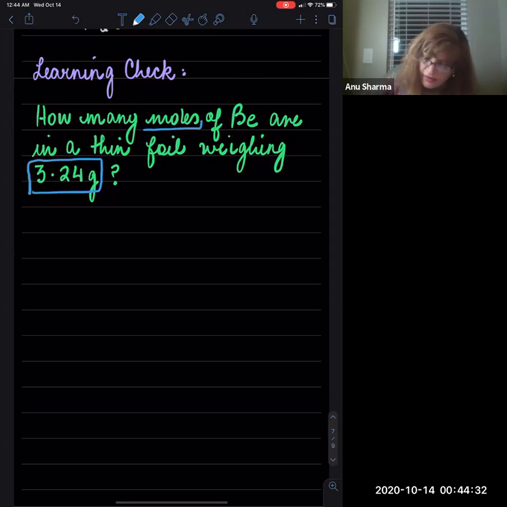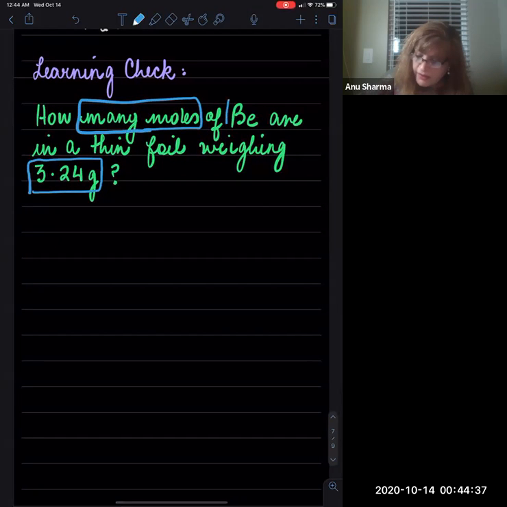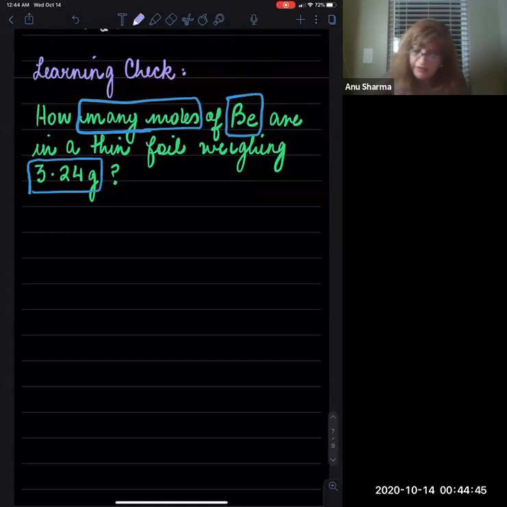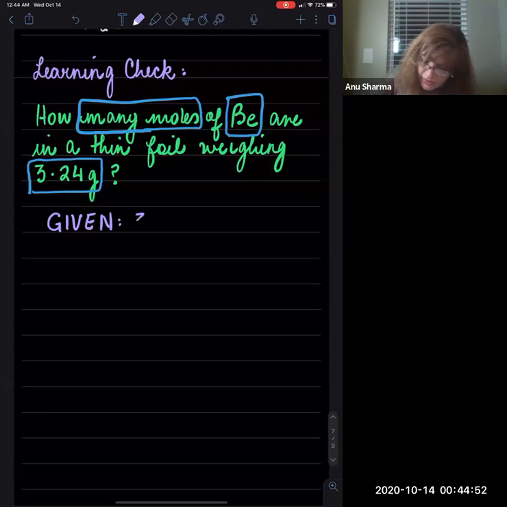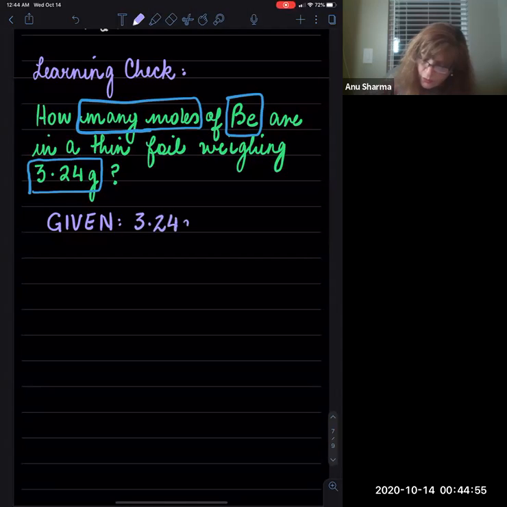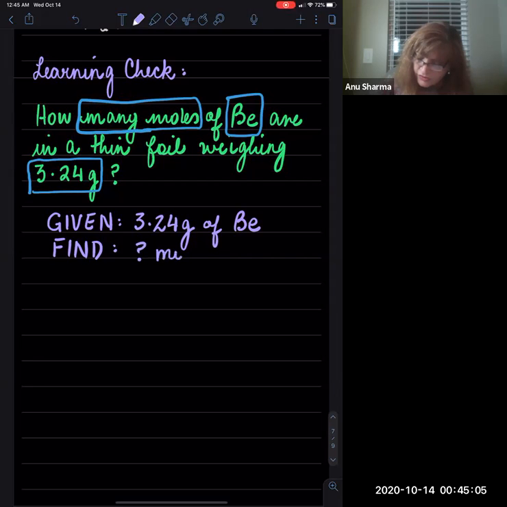You need to find the number of moles, and what particle are we dealing with? We are dealing with beryllium. How many moles of beryllium are present in the given 3.24 grams of beryllium? The question is asking you to find the moles of beryllium.